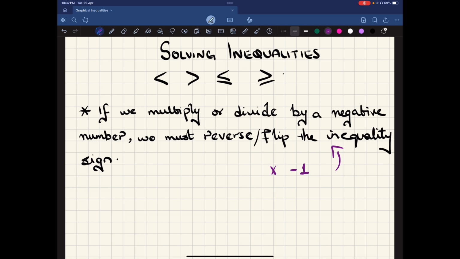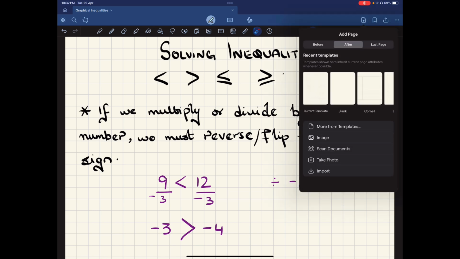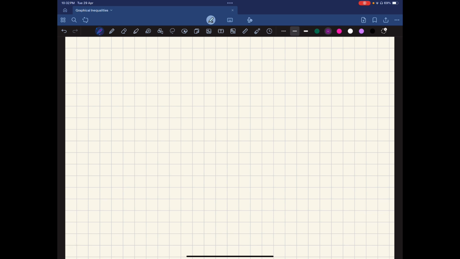Let's have a look at another example. So 9 is less than 12, okay? Now let's say that we divide by negative 3. Because we're dividing by a negative number, the inequality should flip. So when we divide by negative 3, what do you get? You get negative 3 and negative 4. The inequality sign flipped. And rightly so, because negative 3 is bigger than negative 4. So the alligator mouth is going to eat the bigger number. Let's do a couple of examples and hopefully this will make more sense.